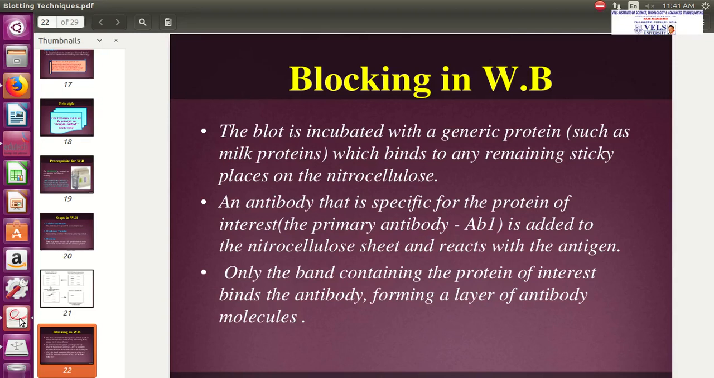So here we are blocking the non-specific proteins with another layer, for example milk proteins, which bind to any remaining sticky places. Only the band containing the protein of interest binds to the antibody, forming a layer of antibody molecules. So we have to identify which protein has the ability to form the antibody layer.